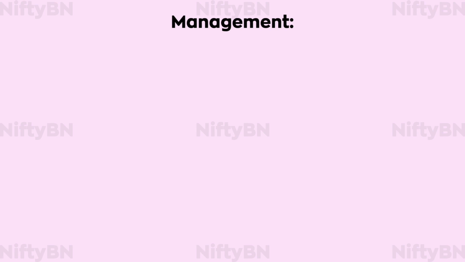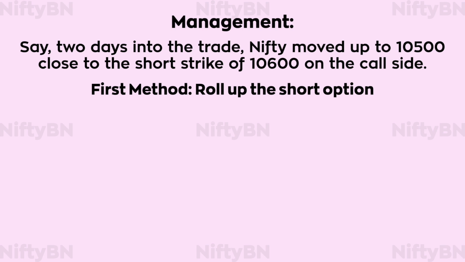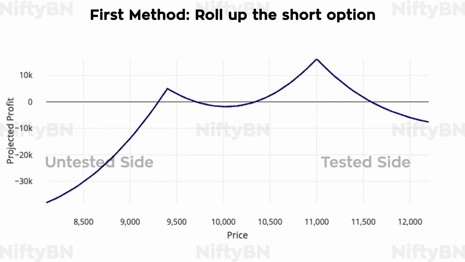Now to management. Say 2 days into the trade, Nifty moved up to 10,500, close to the short strike of 10,600 on the call side. First method, roll up the short option. Buy to close the 11th June 10,600 strike price call at the current market price and sell to open the 11th June 11,000 strike price call at the current market price, thereby turning the call side into a calendar spread with calls. Now let's look at the risk graph after this adjustment. This adjustment would reduce the risk on the tested side, but would add some risk to the untested side. But the amount of profit that could be made would go up.